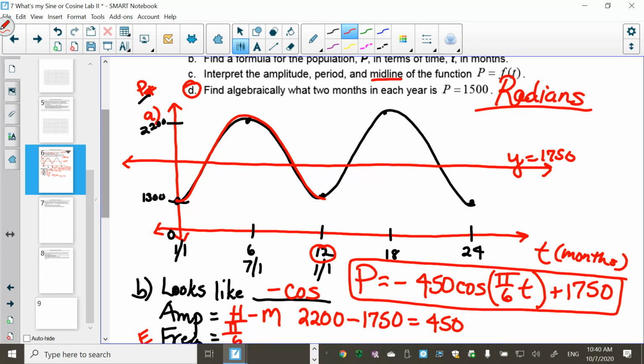So they want to know, all right, find algebraically what 2 months in the year where the population is 1,500, all right? So the population is 1,500 is like in here somewhere, right? So we want to know when this is. If we just look at 1 year, it's twice a year. Sometime between January and July, it's going to be 1,500. Sometime between July and, again, January, it's going to be 1,500. So that's great. You could graph it, come up with an answer, but I want to see the algebra.